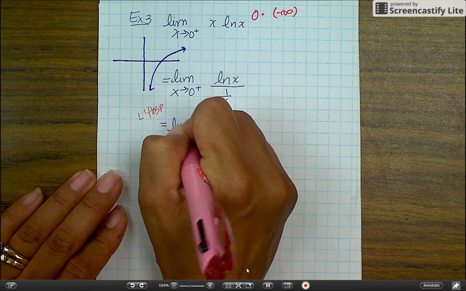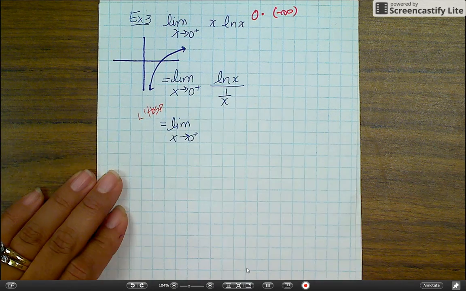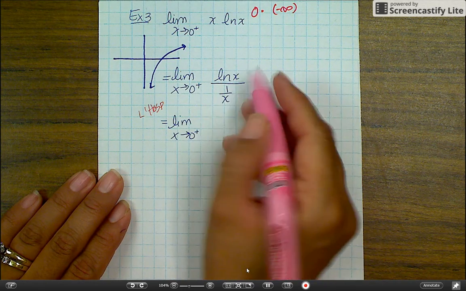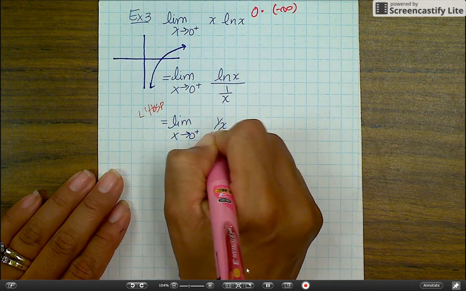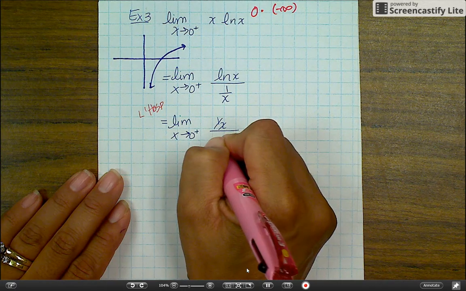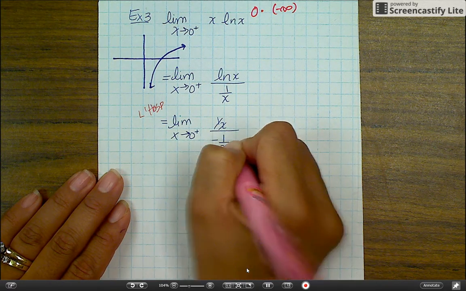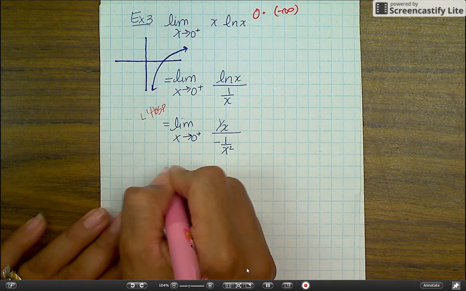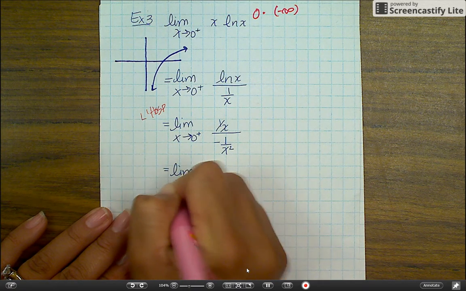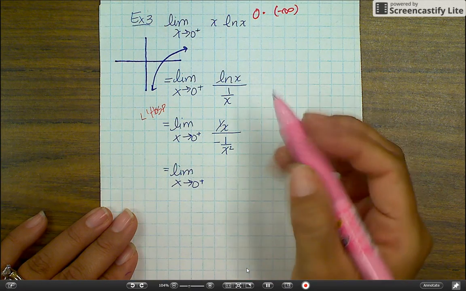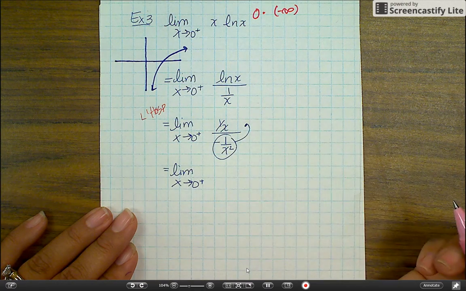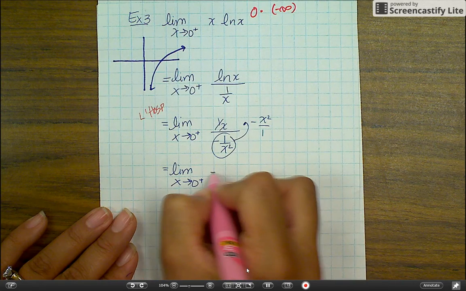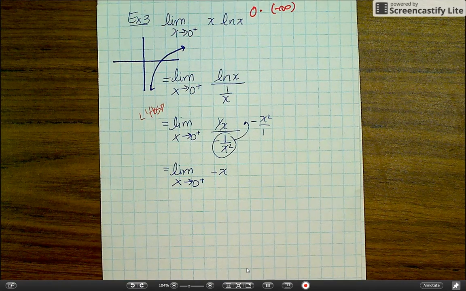So now I'm going to do limit as x goes to 0 from the right. The derivative of natural log of x is 1 over x, divided by the derivative of this, which is negative 1 over x squared. Now, before I put 0 in again, it's better to simplify. I can multiply by the reciprocal, so this is going to be negative x squared over 1. And when I do that, it's going to give me a negative x. So that is my expression simplified.